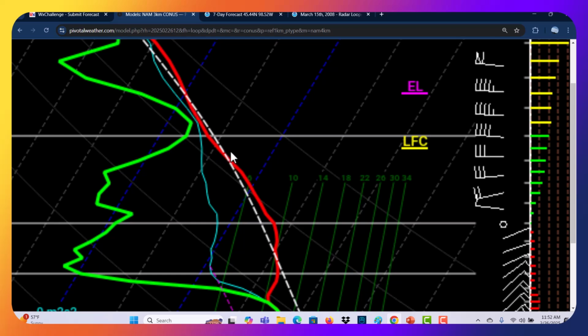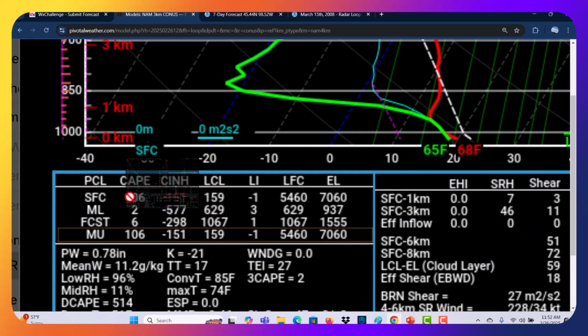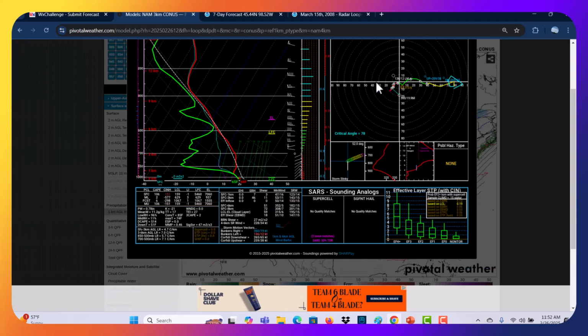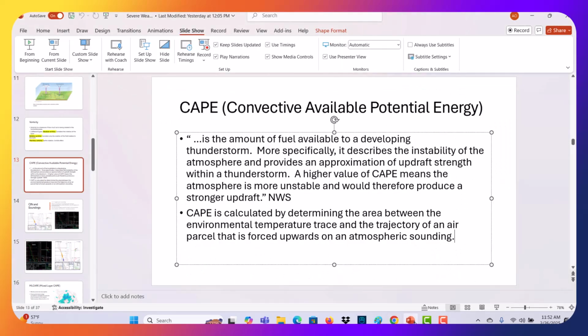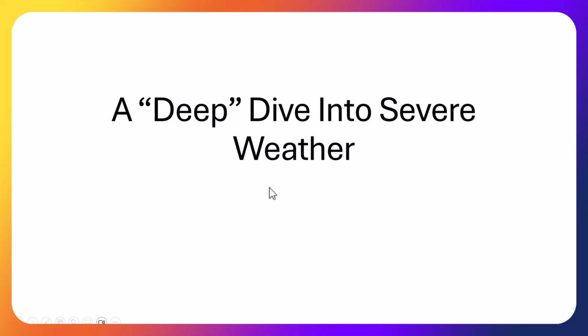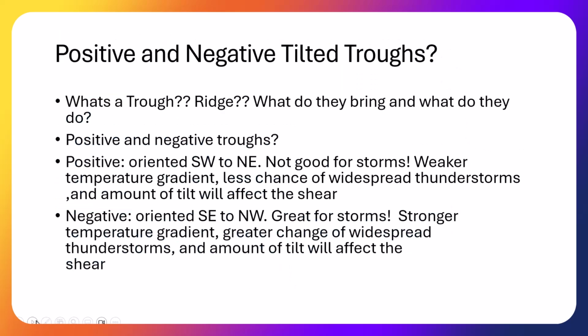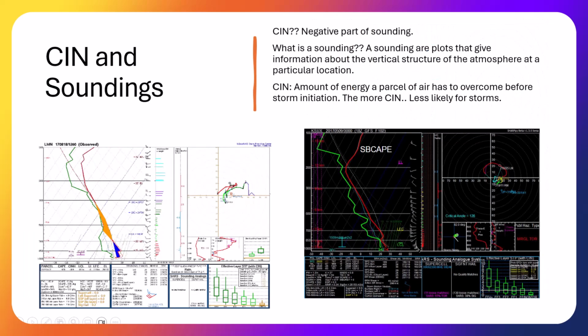Right in here, we have just a little bit of CAPE. I know that because it's right there: 106, which isn't a lot at all. This is a very bad example, but that's how you see it in a sounding. It's kind of confusing, I know, but I try my best to explain that. If you have any questions, of course, let me know.